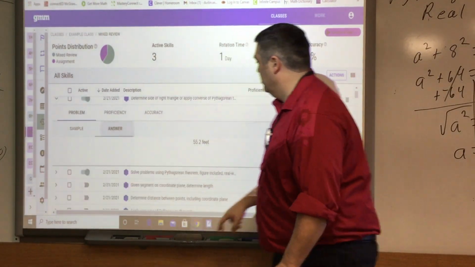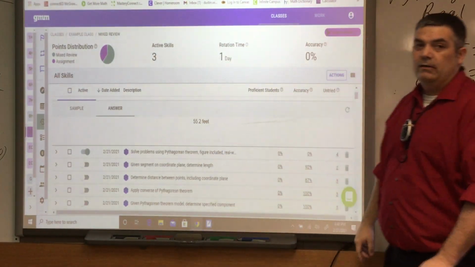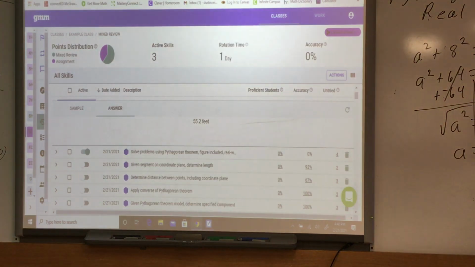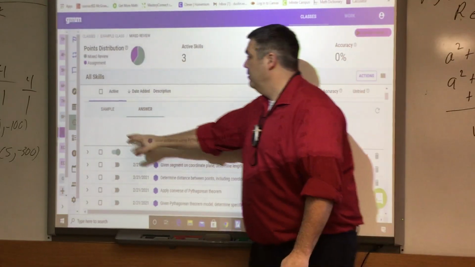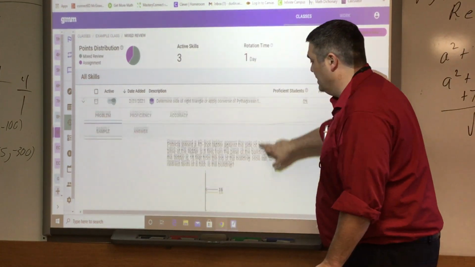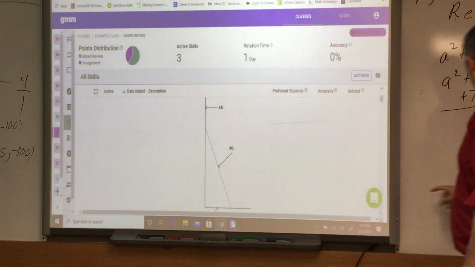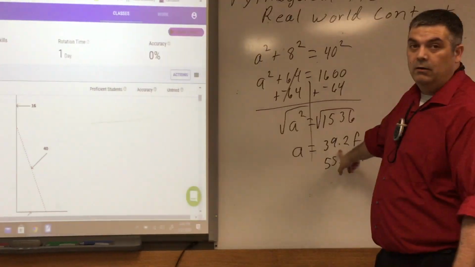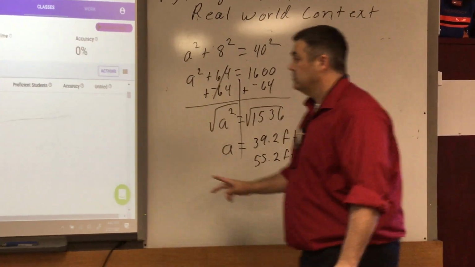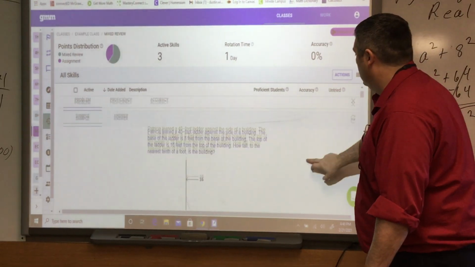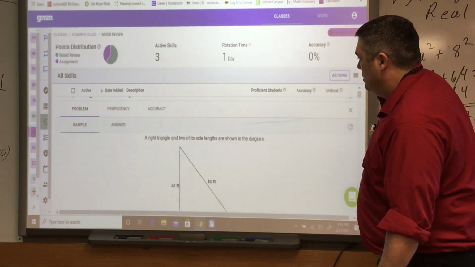So here, answer, 55.2 feet. There we go. Be careful with that one. Watch what they're trying to do to you, okay? Because they're trying to get you to mess up and give them this 39.2 feet when really they want this. That's what that word problem is doing to you. All right, so let's see what else we have in this one.